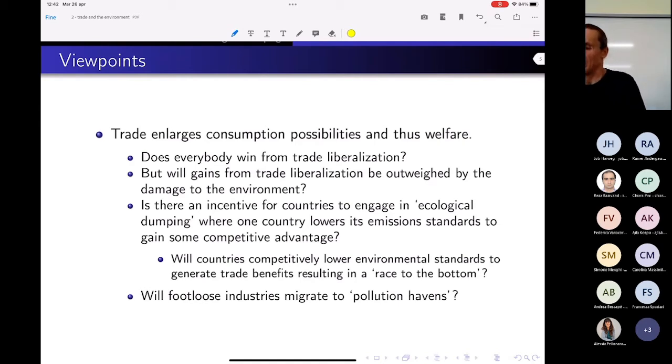Okay, so here, the main consensus is that trade enlarges consumption possibilities and, as a consequence, welfare. This is the main consensus here. That's why trade liberalization should really increase welfare, because it enlarges consumption possibilities.